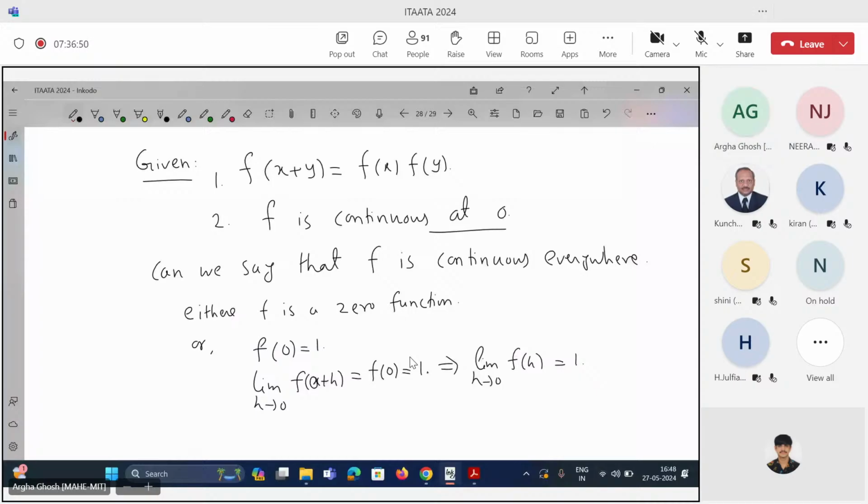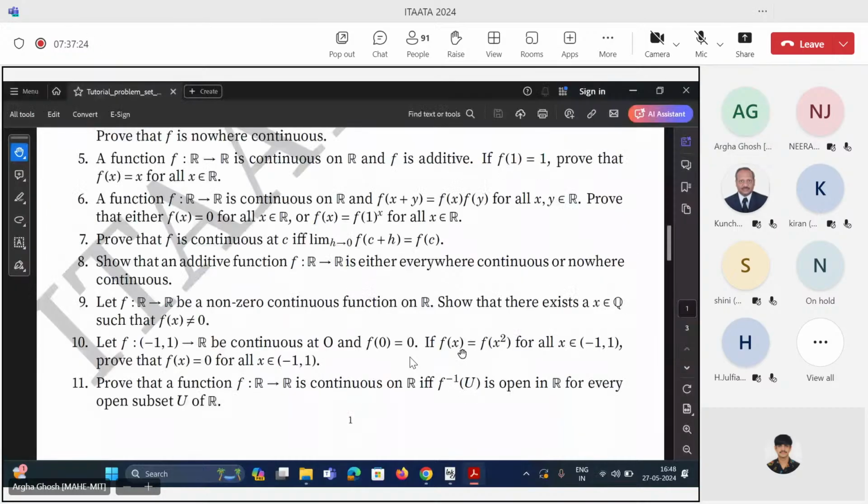If it is not, then see what will happen. I'm not going to discuss that, but think about examples. Suppose it's given at some point c which is a non-zero point. Can we conclude from there whether it is continuous everywhere or not? Everywhere means the whole real line. Any question? No? Okay. You should ask questions. Why are you not asking questions?